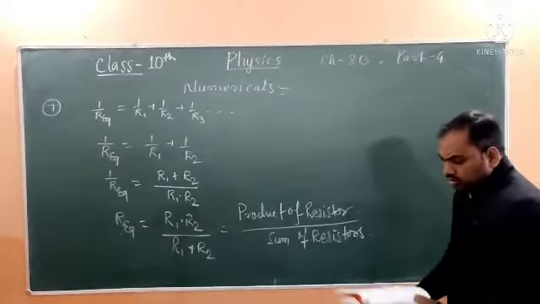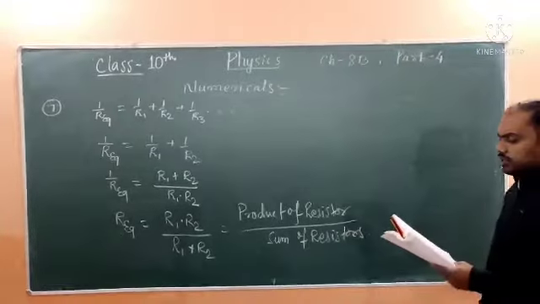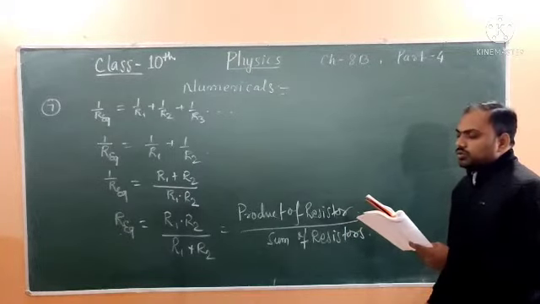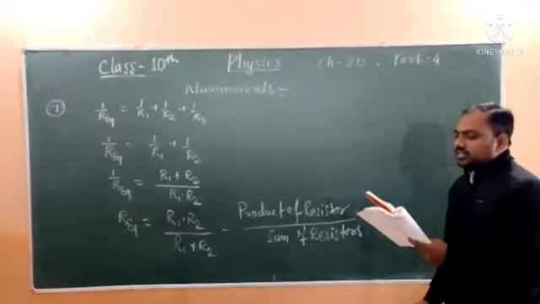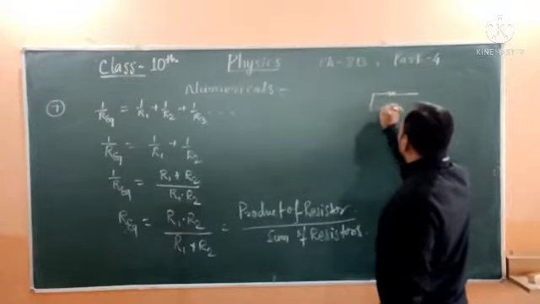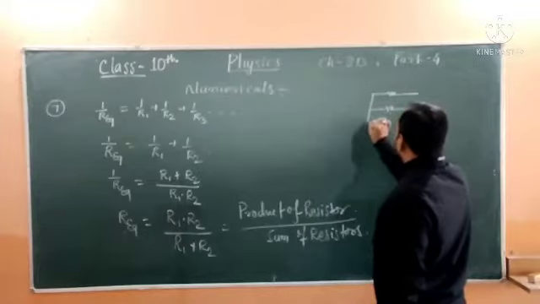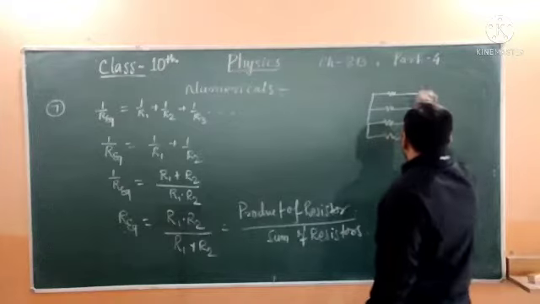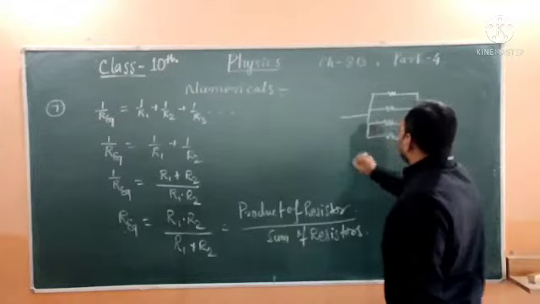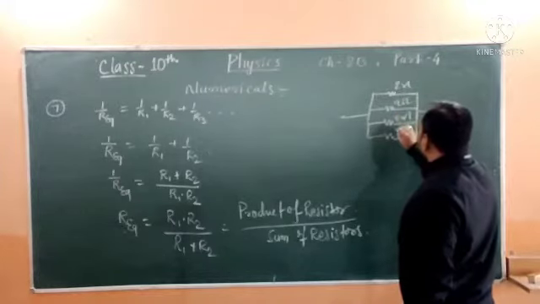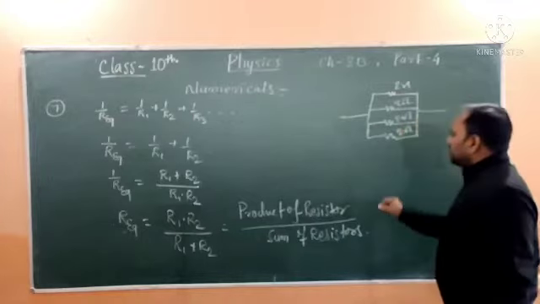Okay, so question number 7. 4 resistors, each of resistors 2 ohm are connected in parallel. What is the effective resistance? It is very easy. There are 4 resistors of 2 ohm each. Okay, 2 ohm, 2 ohm, 2 ohm, 2 ohm. So what will be the equivalent resistance?